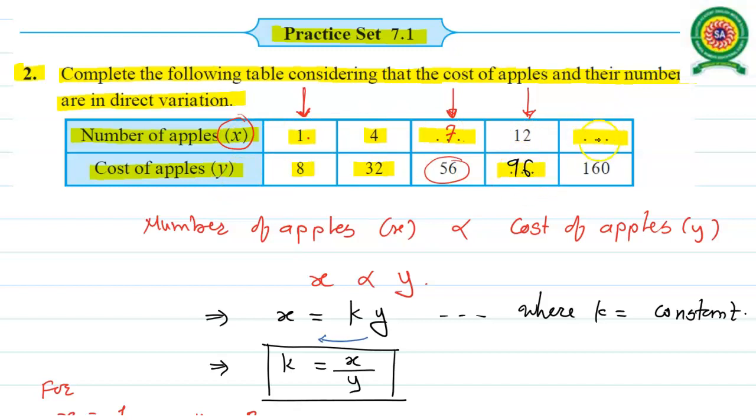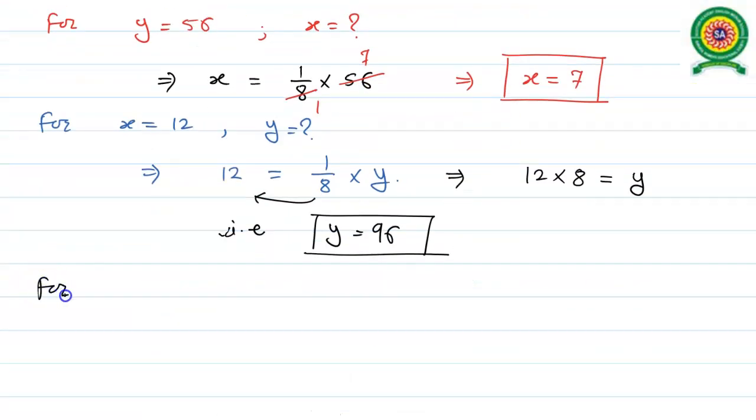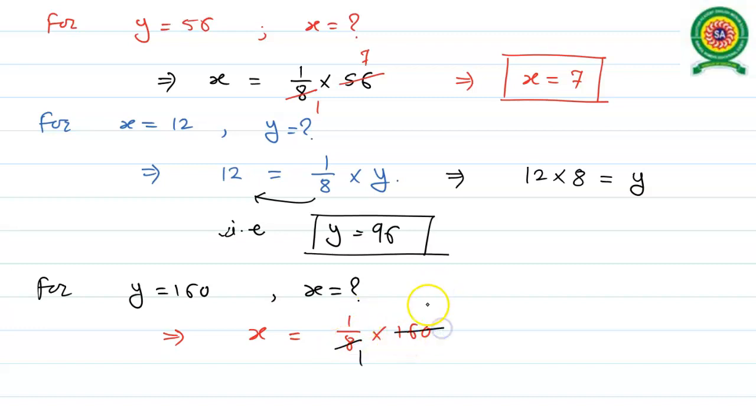Now we have to evaluate the value of x for y equals 160. So I am writing, for y equals 160, we have to evaluate x. Same thing again, we are using the equation of variation: x equals 1 upon 8 into y. Now y is 160. Everyone knows 8 ones are 8, 8 twos are 16, so 160 gives our x value as 20.